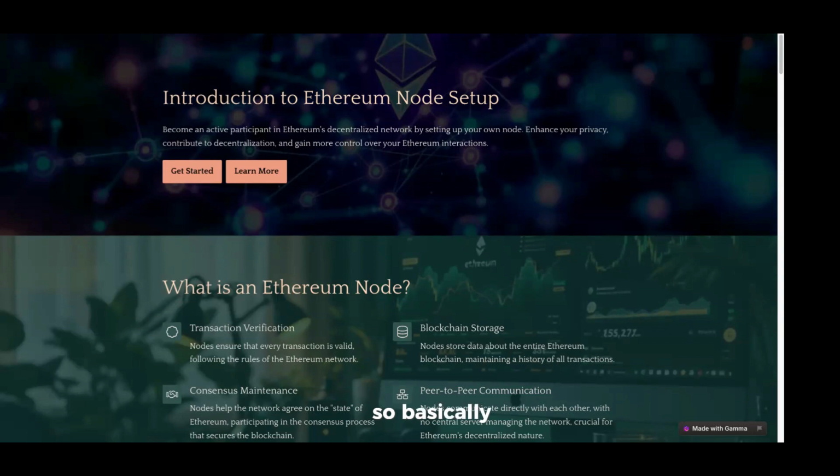So basically, setting up a node simply involves having certain types of software in our computer or in our machine or in our server, and these softwares interact with each other.